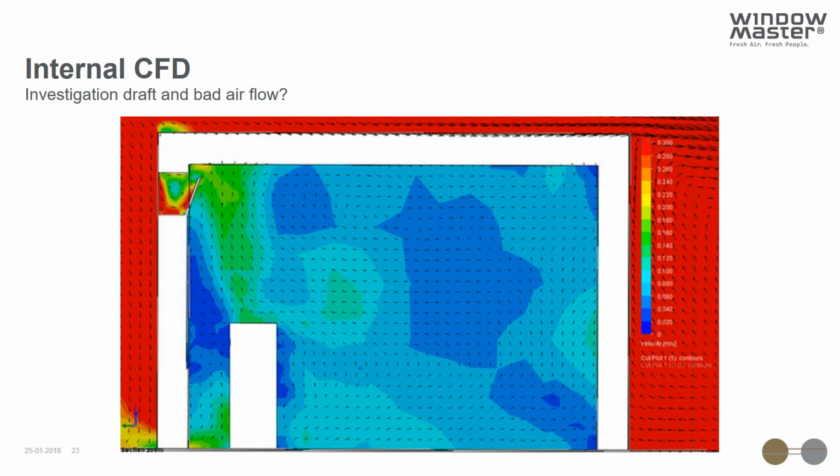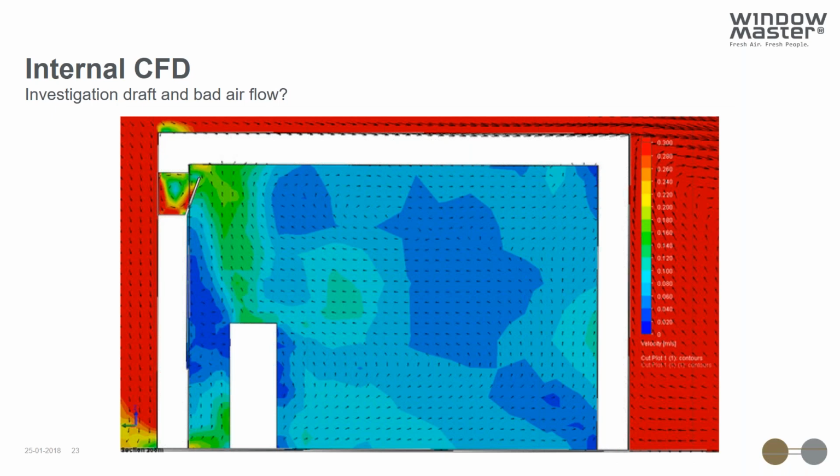Yeah, for the internal CFD, again in San Francisco, you will never really have very low supply temperatures, but when you have low supply temperatures, which you can't avoid with natural ventilation because you can't heat up the air, you can be worried about different draft problems.